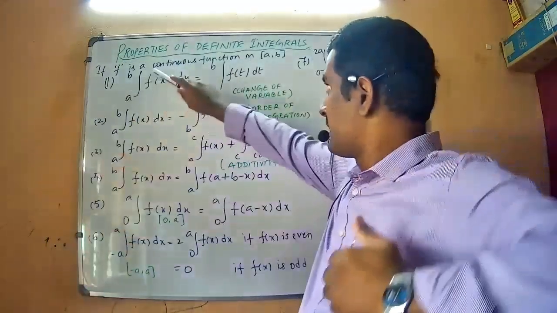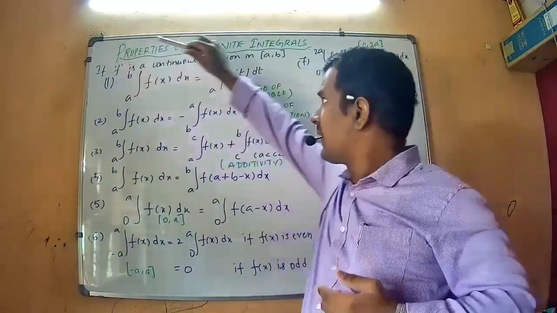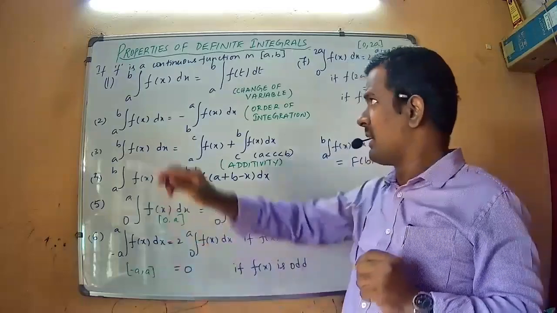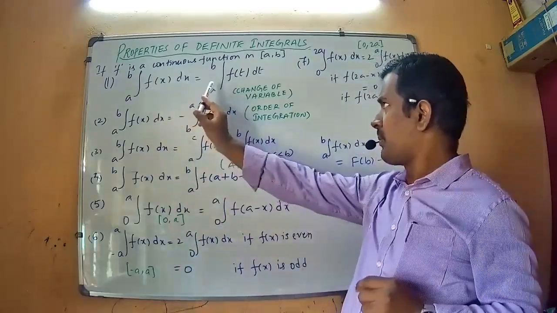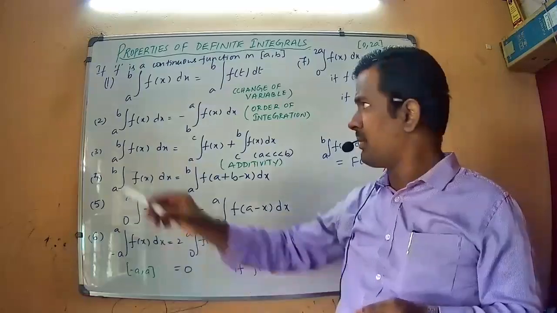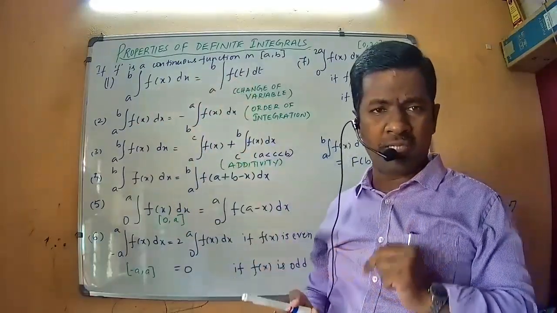The first one is like this. First of all, the function should be a continuous function defined in the closed interval [a, b]. Then this property we can call the change of variable property or dummy variable property. Here x was replaced with t. That is what we need to notice here.